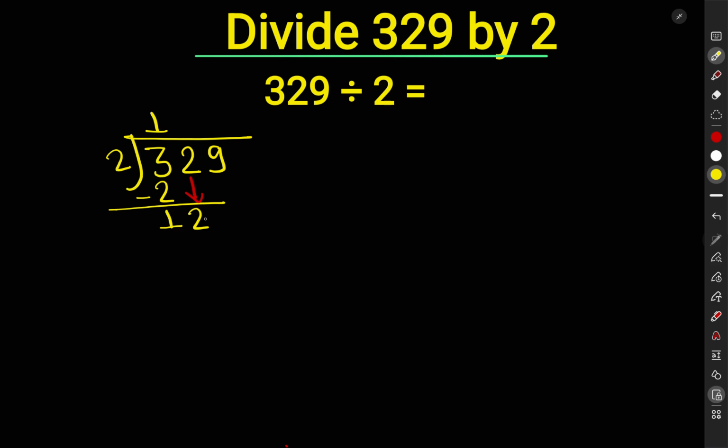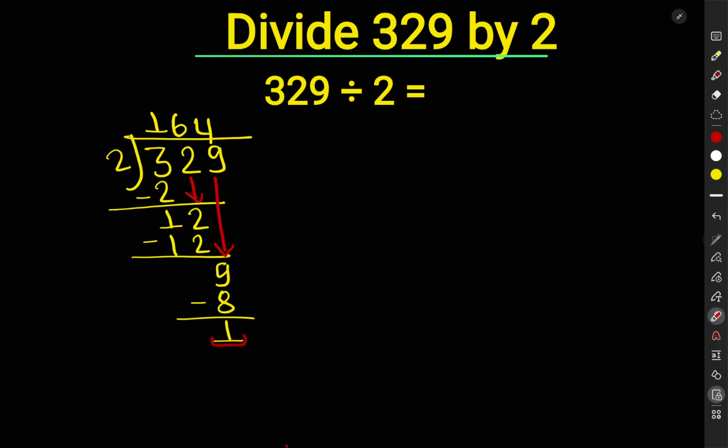So it became 12 and 2 times 6 means 12. On subtracting we get 0. So now again we put down the number beside this 9 and we remove this 0. So 2 times 4 means 8. On subtracting we get 1.